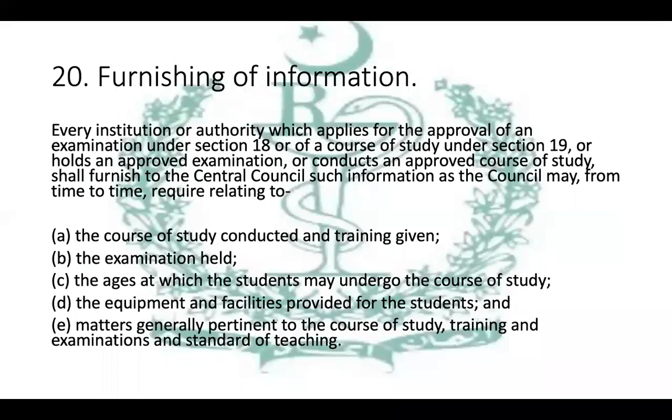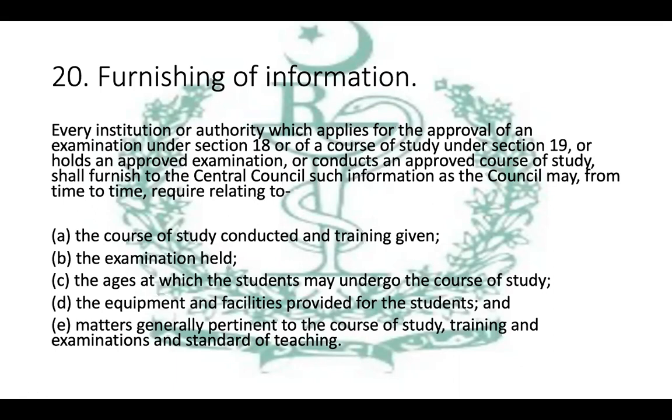I think we have to finish over here, after furnishing of the information. So section 20 says, every institution or authority which applies for the approval of an examination under section 18 or of a course of study under section 19, or holds an approved examination or conducts an approved course of study, shall furnish to the Central Council such information as the Council may from time to time require relating to. So what are the requirements asked by the Pharmacy Council?